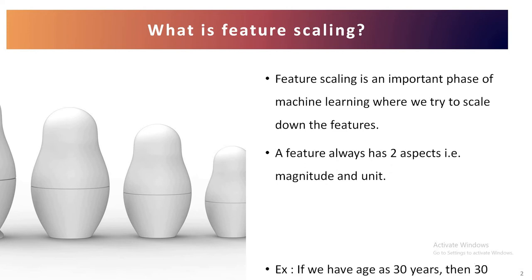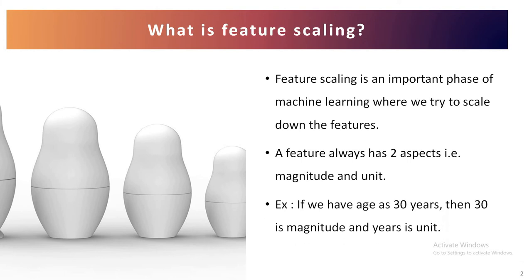Let's take an example. If we have age as a feature and a value of 30 years old, then 30 is the magnitude, the value of that feature, and whatever the unit of measurement, that is years, will be the unit for that. All right, let's understand feature scaling. What exactly is feature scaling, how do the features look, and what does feature scaling do to our data set, with an example.